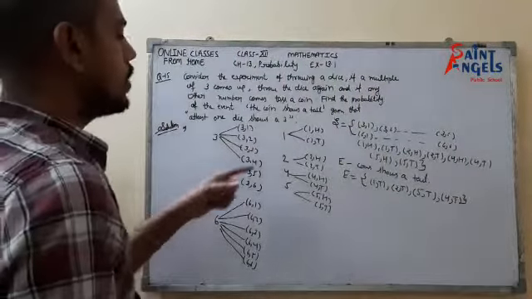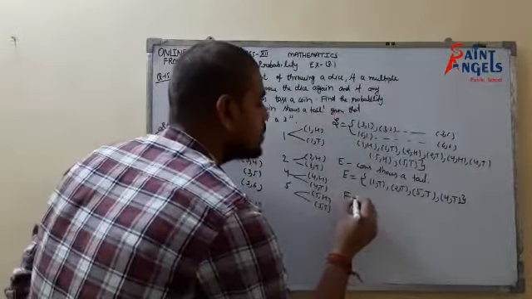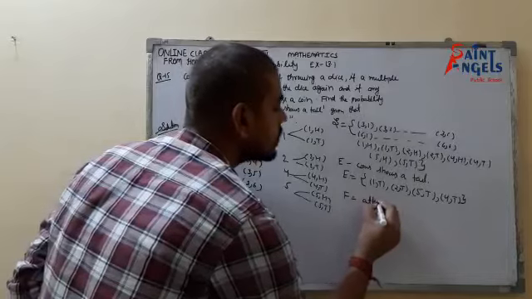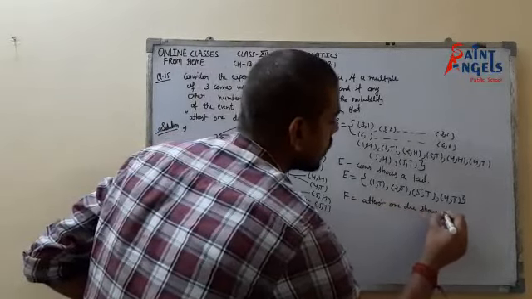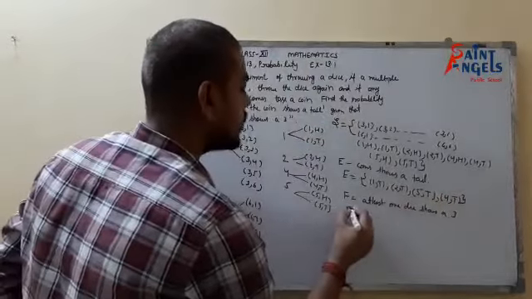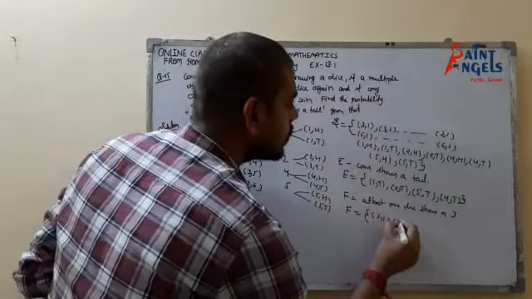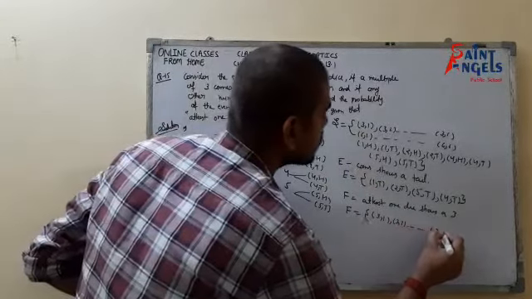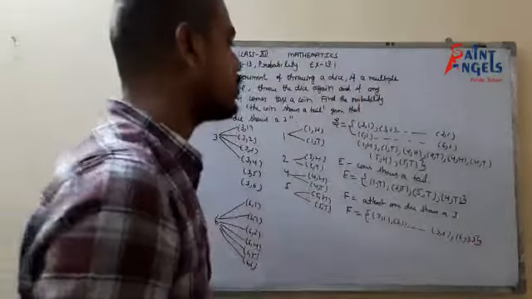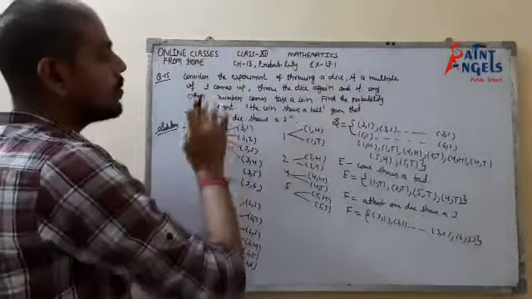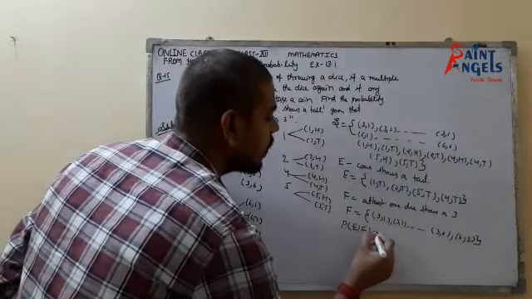Now, event F is given that at least one die shows a 3. So that event would be 3,1, 3,2 till 3,6, and 6,3. These are the outcomes in which we got a 3. Now we have to find the conditional probability, P(E|F).